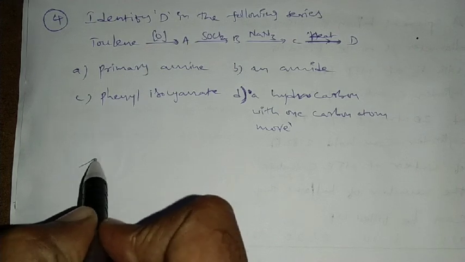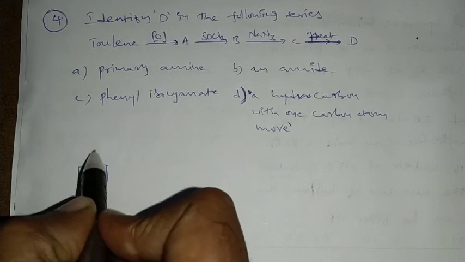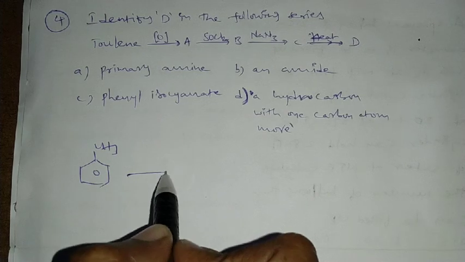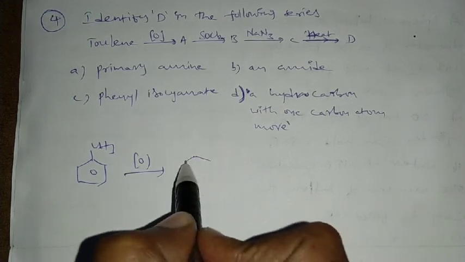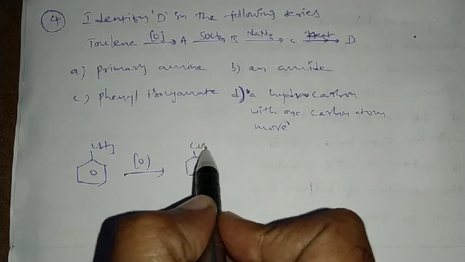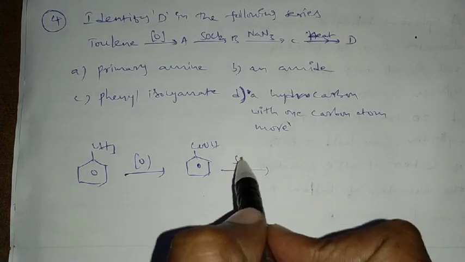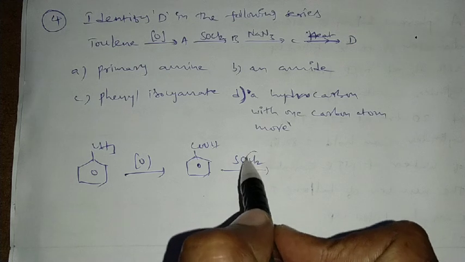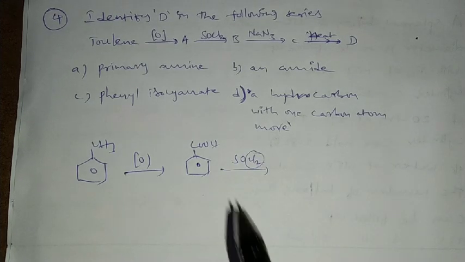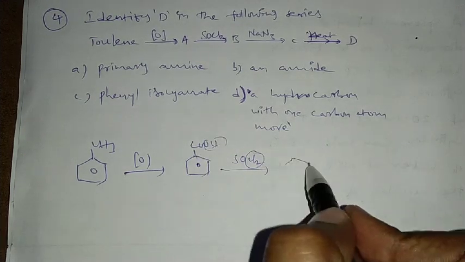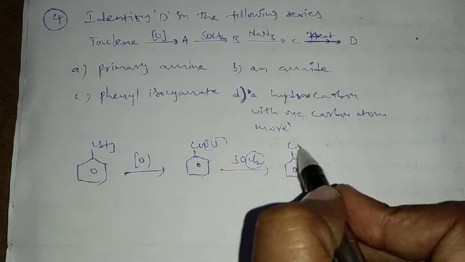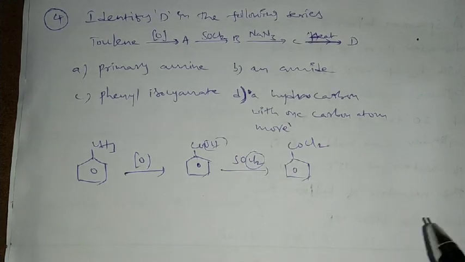So the given one is toluene. On the benzene ring it is CH3. It undergoes oxidation. What happened? It gives the corresponding acid, carboxylic acid. Is it okay? Then it is treated with SOCl2. Cl minus acts as a nucleophile, so it is attacking here. Then what we get here? The corresponding acid chloride, COCl, benzoyl chloride.